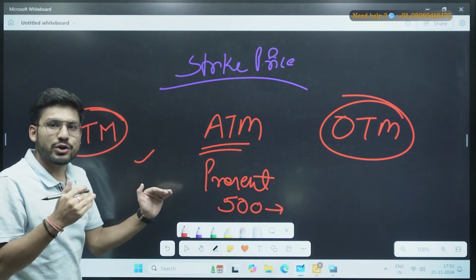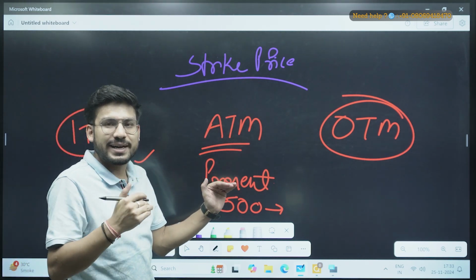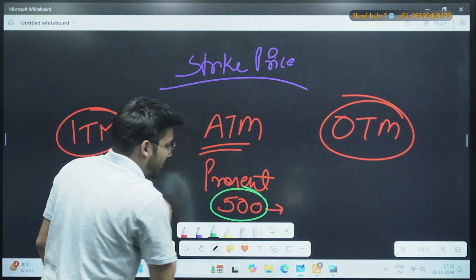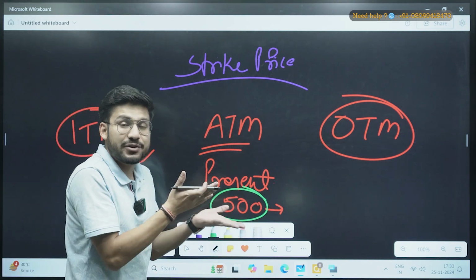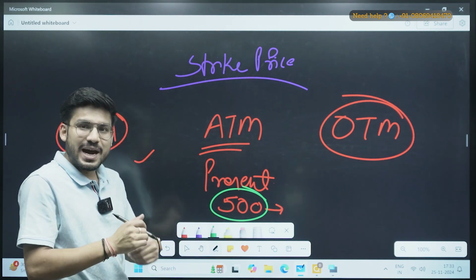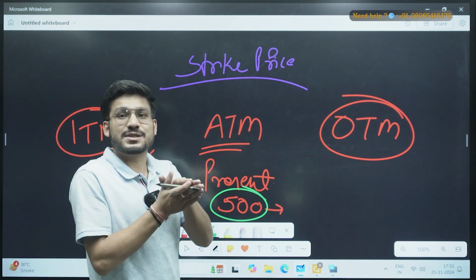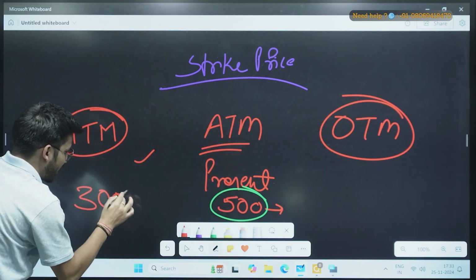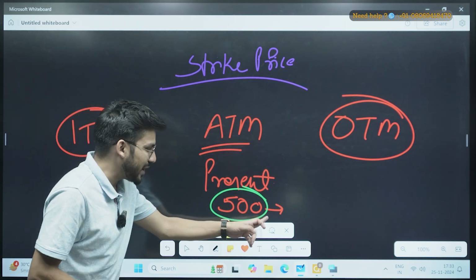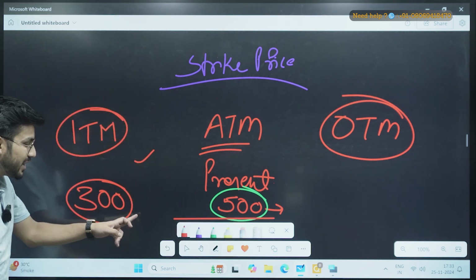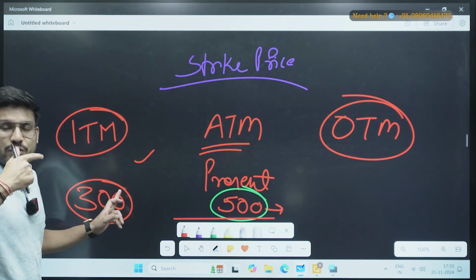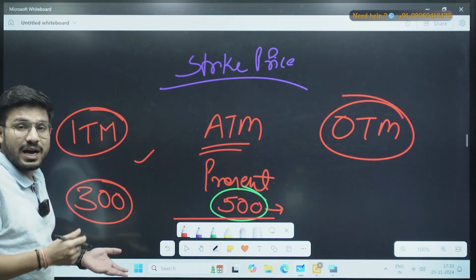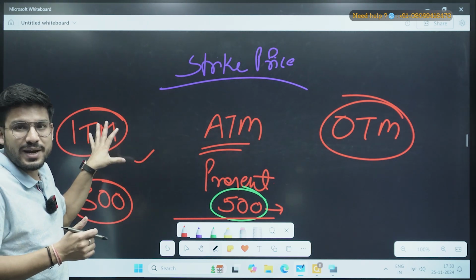Now at any point of time, if I think my market can go above 300, you can see my market is already trading at 500. Now what I am betting on, I am betting on my market will expire above 300. So you can see if I'll write it here as 300. My market is currently trading at 500. I am making a bet that my market will remain above 300 at the end of the expiry. It means my market is already above 300, so that is when I am in the money. So that is my in the money.